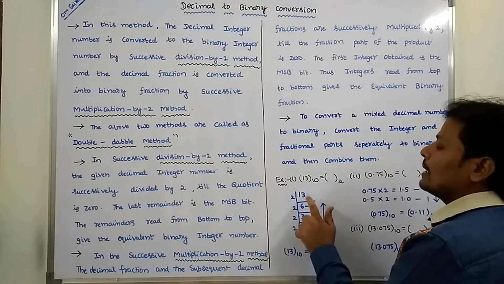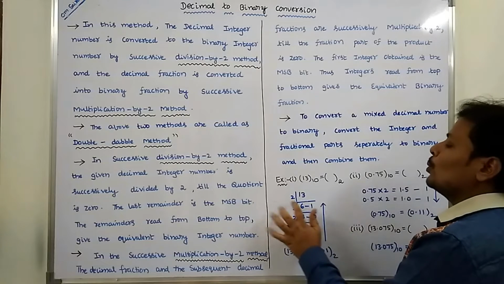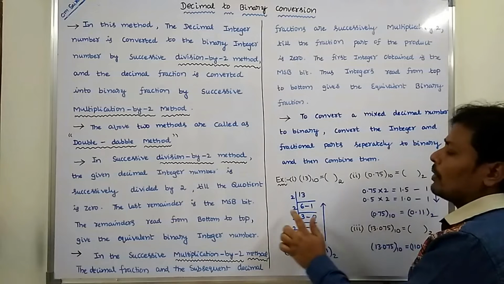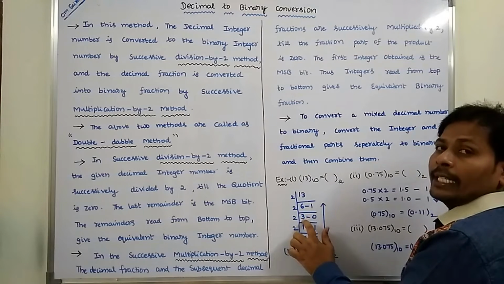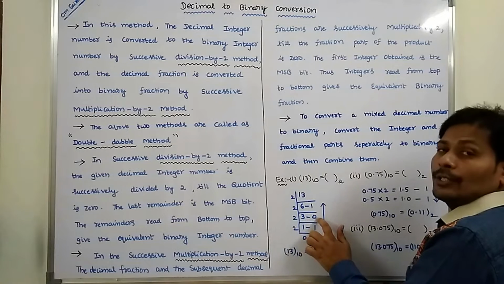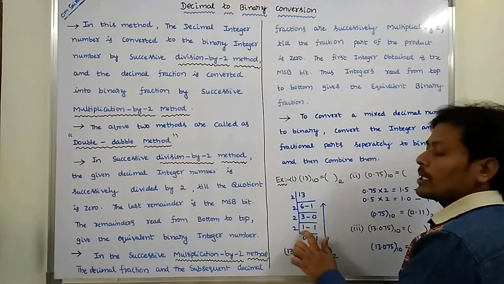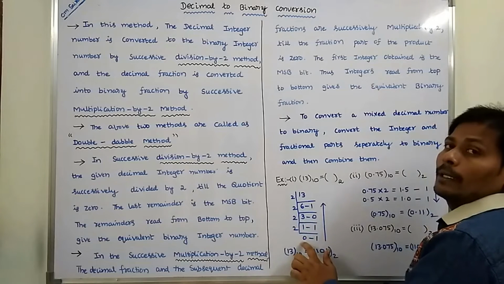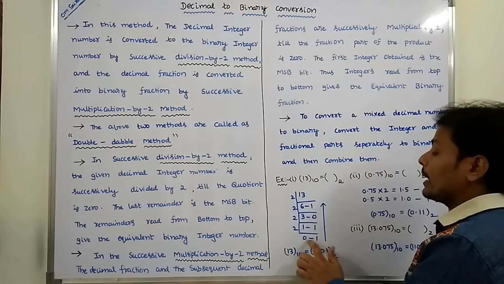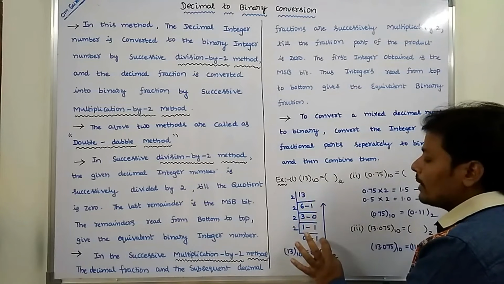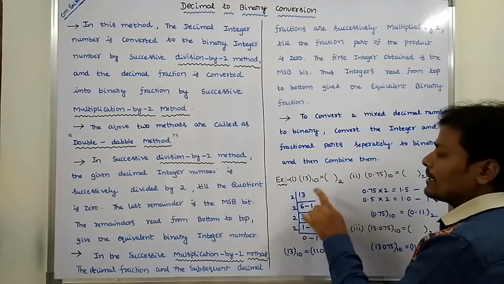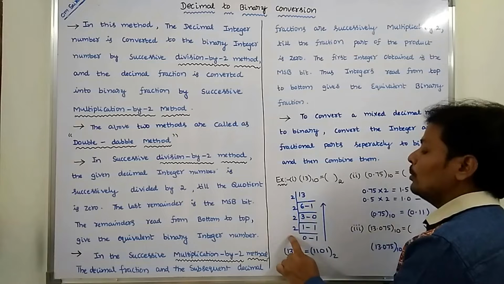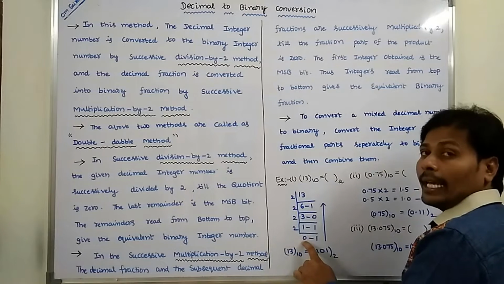Now this is 13. 2 into 6: the quotient is 6 and the remainder is 1. 2 threes: the quotient is 3 and the remainder is 0. 2 ones: the quotient is 1 and the remainder is 1. 2 zeros: the quotient is 0 and the remainder is 1. These are called the remainders. The decimal integer number is successively divided by 2 until the quotient is 0.